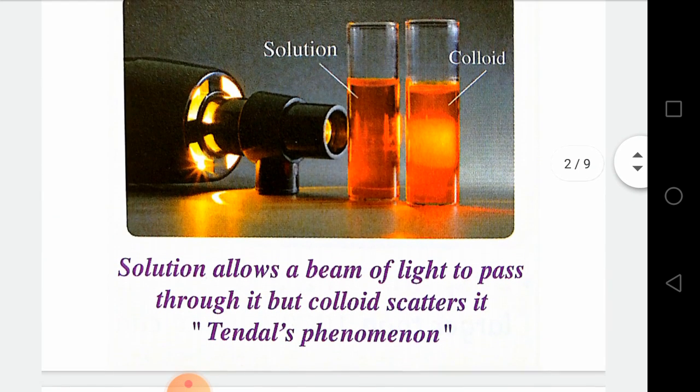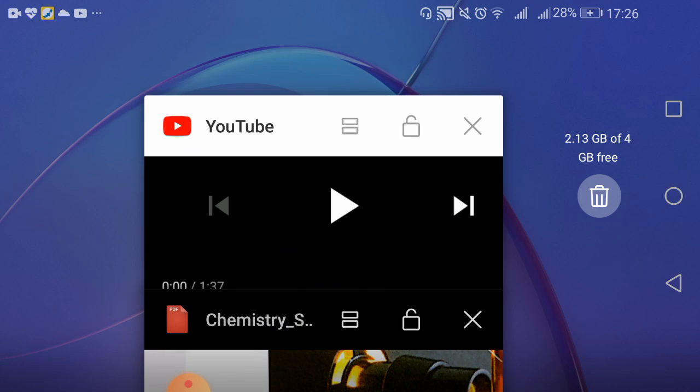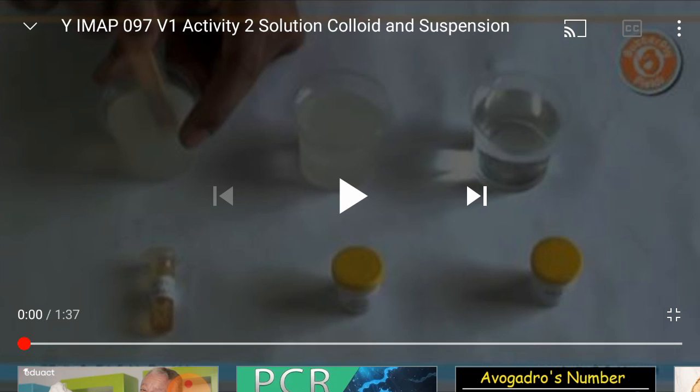Okay, now we can see a video to illustrate more differences between the three types of mixtures.